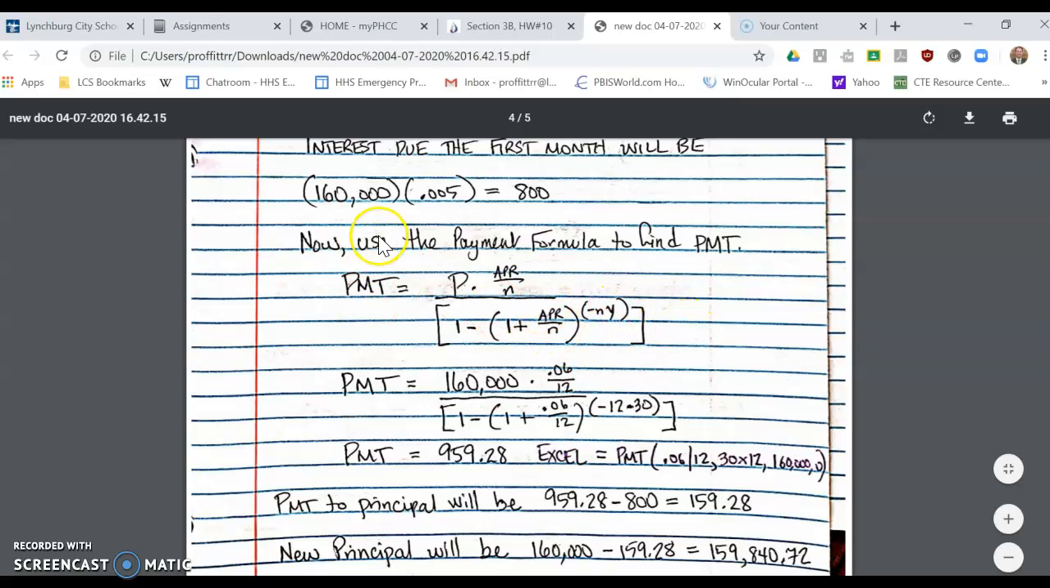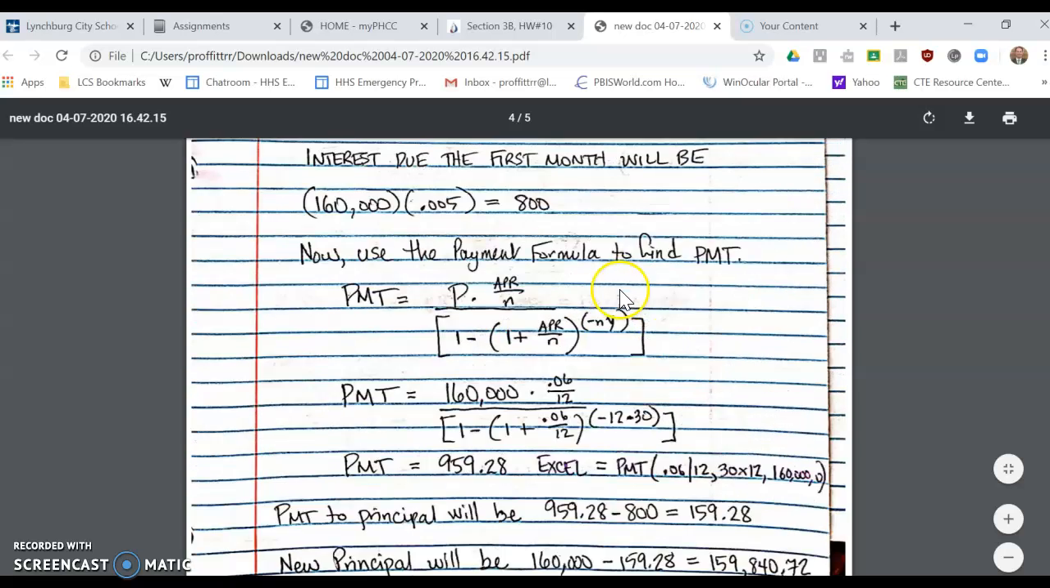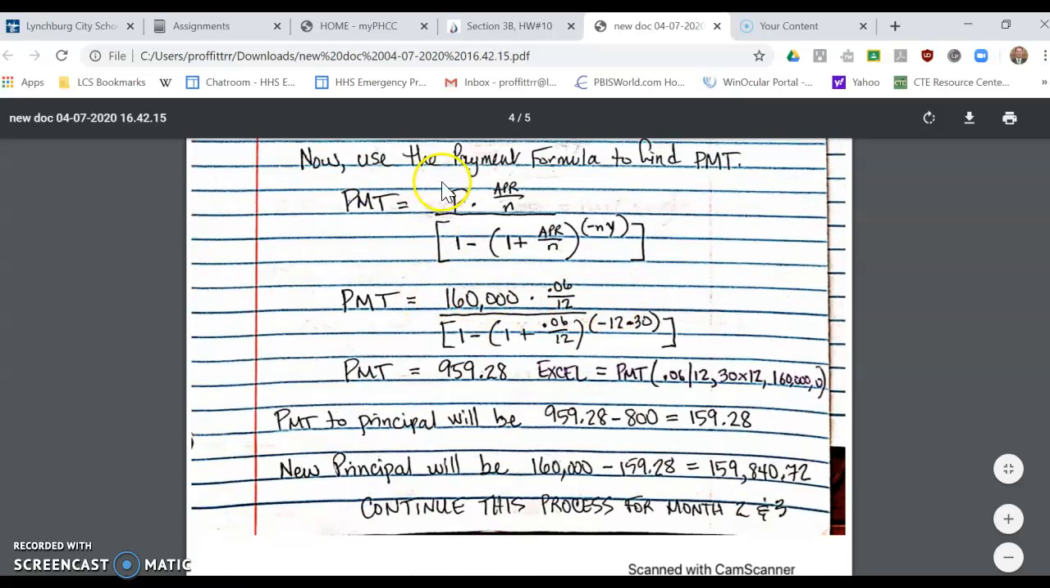So we can calculate the monthly payment for this mortgage. We'll substitute in what we know. The principal, the amount we're borrowing, is $160,000. The APR is 0.06, and we're going to divide that by 12. Then we fill in the rest of the formula, the 0.06 divided by 12, raised to the power. Make sure you put a negative here. Since we're making monthly payments, N is 12 times 30, because this is a 30-year mortgage.